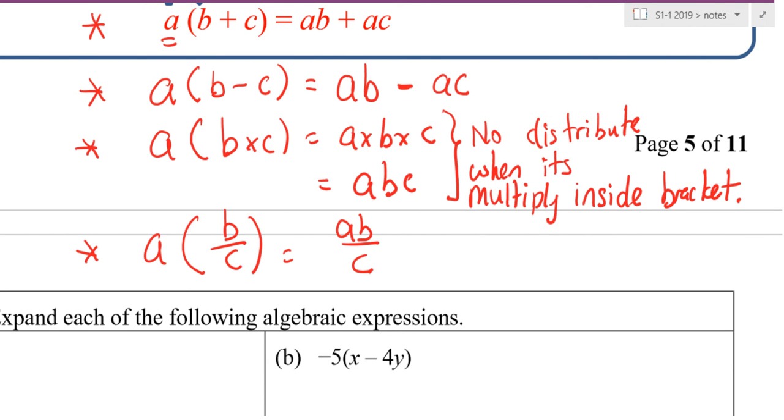Look at the first and second one. In between is plus and minus. Do you distribute? Yes. So distribute. Bam, bam, like that. Second one, minus. Minus, distribute. Bam, bam, AB minus AC. Third one, multiply. Don't need to distribute. Why? Because this is like A times B times C. Can follow now? Understand why don't distribute? Okay.